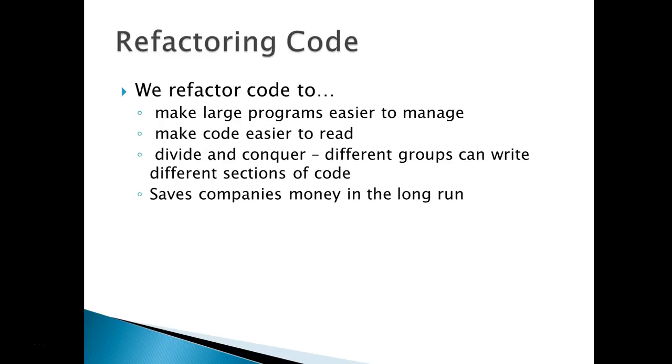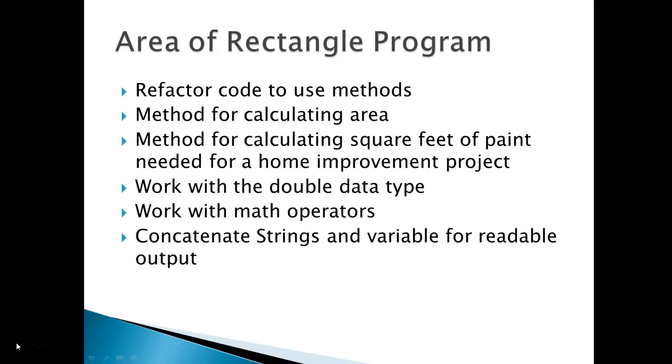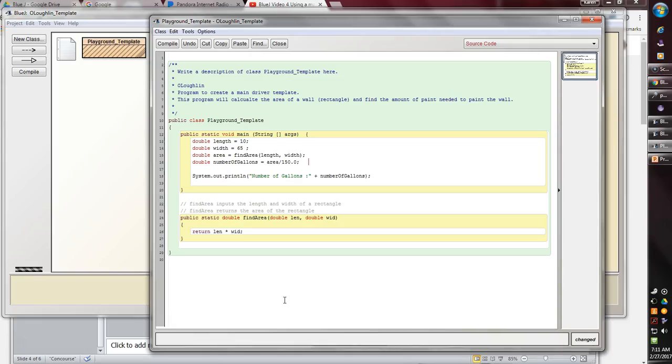So we're going to go back to our rectangle program and look at how we could refactor that code into different methods. If we look at our beginning slide, we had decided to calculate area in one method and to calculate square feet in another method. And so that's what we will be doing. I went ahead and created one of the methods to show as a model, and then I will talk you through how to find the other method.